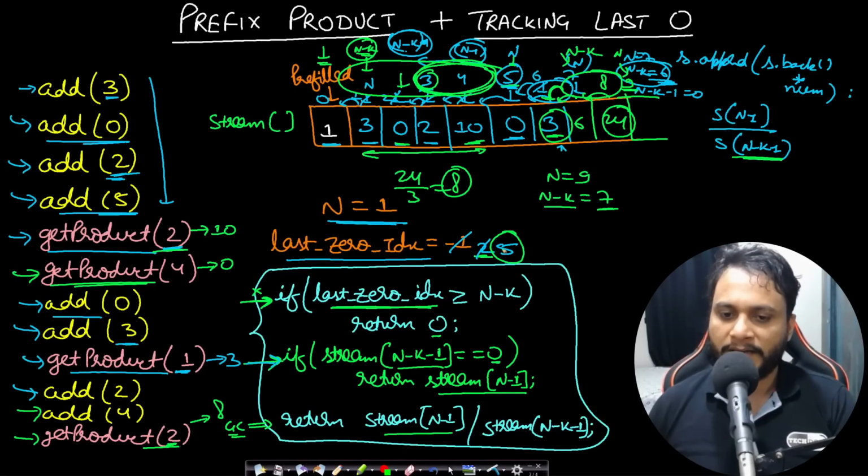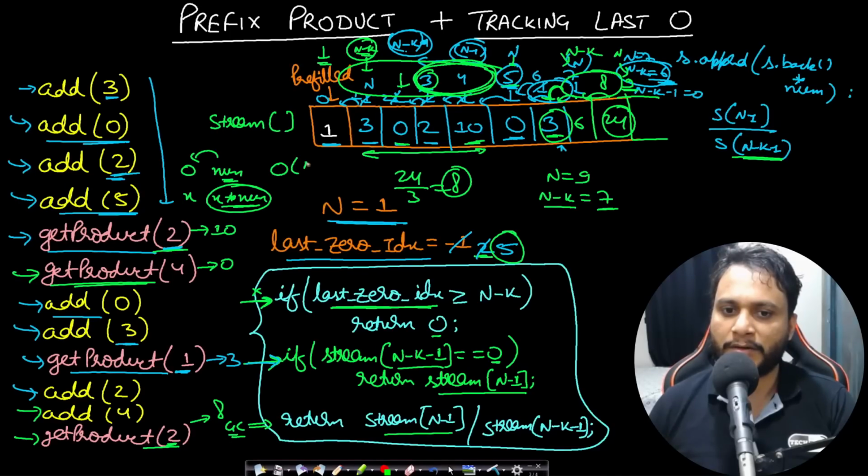So this is the entire dry run, and in this entire dry run, you know that for adding, there are only two cases. If the previous item is 0, you just append the num value as it is. If the previous item is non-zero, then you multiply the previous value with the current value and store it. This is how we add.